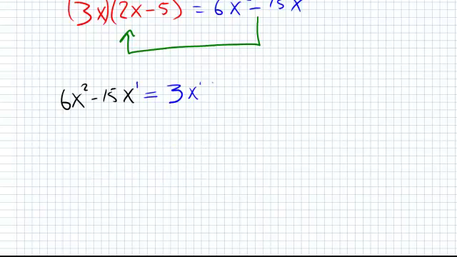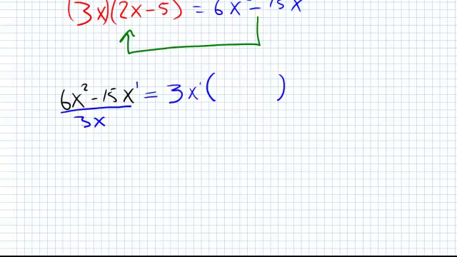So now what I do is I write parentheses. Inside the parentheses is going to be as many terms as I had originally. I have 2 terms, so I should have 2 terms inside of this parentheses. And I divide. So I'm going to divide 6x squared minus 15x by 3x.